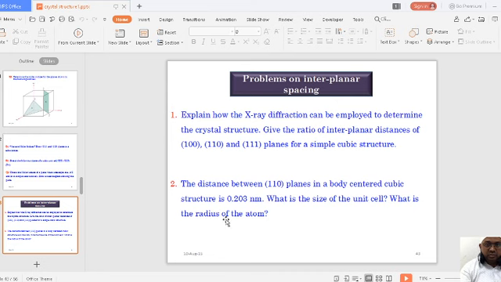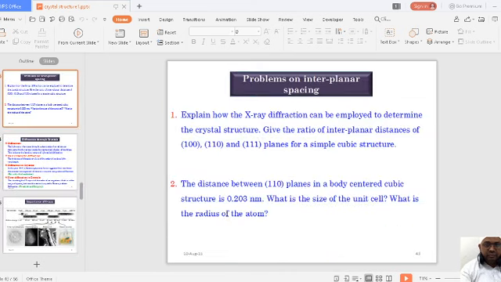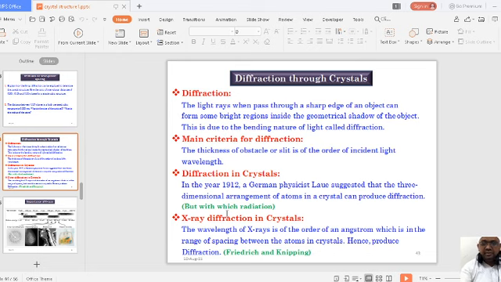Good morning, everyone. We are going to start our next class. In the previous class, we studied the diffraction through crystal. Let us have a glance at what we studied in the last class.